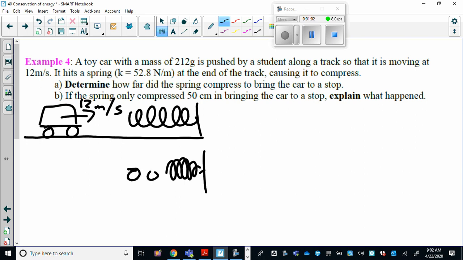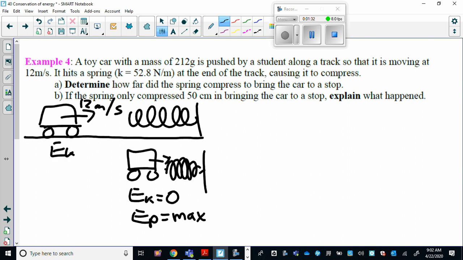So now the car is here. The spring has compressed and the car comes to a stop. So at this point, the kinetic energy of the car is zero. Where is all that energy gone? It's all been converted into potential energy, but not gravitational potential energy, elastic potential energy. So the EP is at a max over here. And before the collision, right up here, the EK was at a max. And the EP, the instant before it hit the spring, was zero.